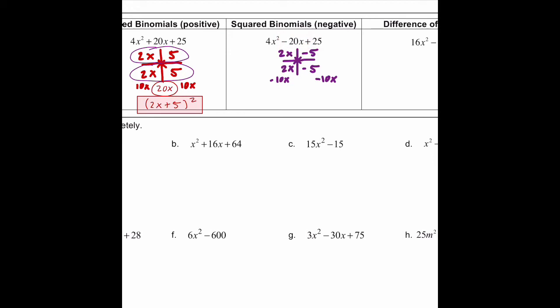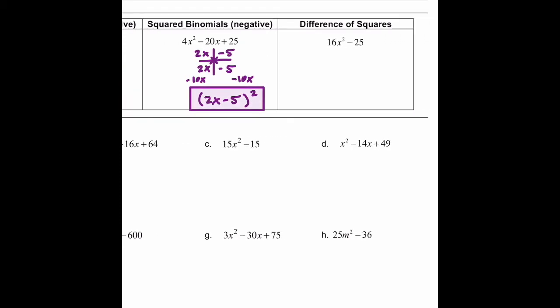And so for this one, I've got those two factors, 2x minus 5 and 2x minus 5. And so I can rewrite that as 2x minus 5. Since there's two of them, I'm going to write it as 2x minus 5 squared. And I get my factored form there.